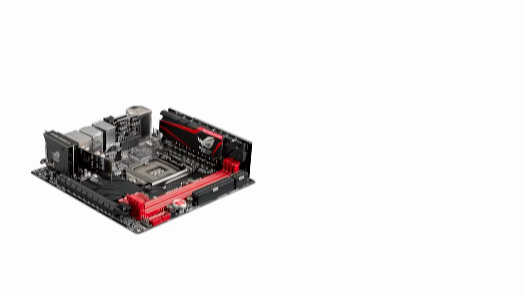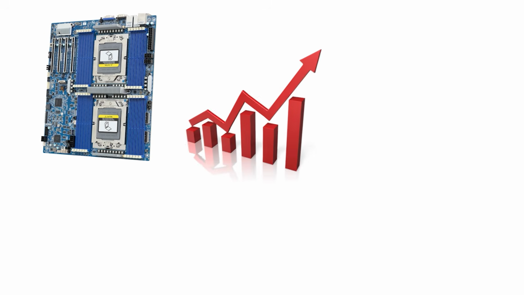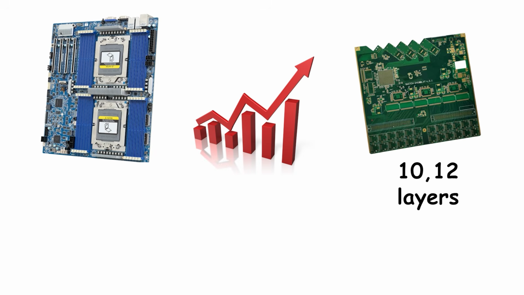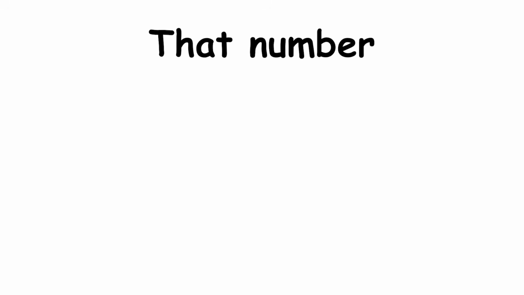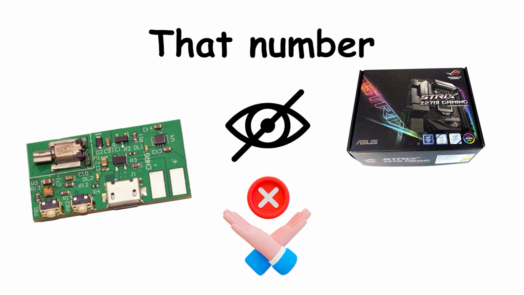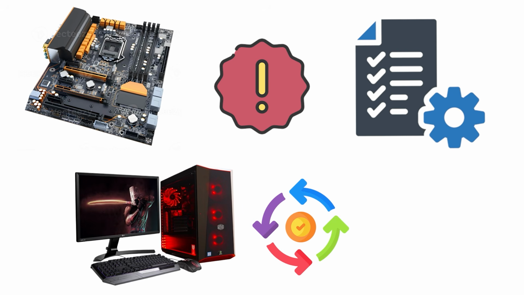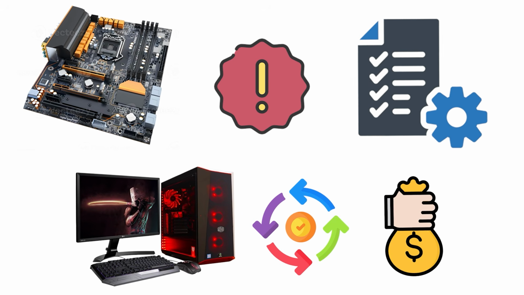A budget board ships with 4 of those layers. A high-end consumer board ships with 8. Server and workstation boards go higher, 10, 12 layers when the application demands it. That number, the layer count, is not listed prominently on the box. It's not in the spec sheet summary. It's buried, if it's disclosed at all. And it is the single most important physical specification that determines whether your system will actually run stable at the speeds you paid for. Here's why.